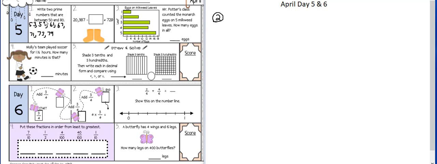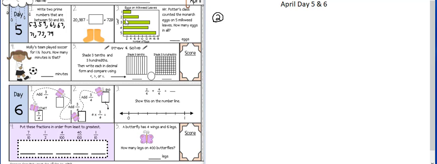Write two prime numbers that are between 50 and 80. Here is a list of all the prime numbers that are between 50 and 80. One thing to notice is none of them are even numbers because, especially this high, 2 would always go into it. So an even number would not be prime.